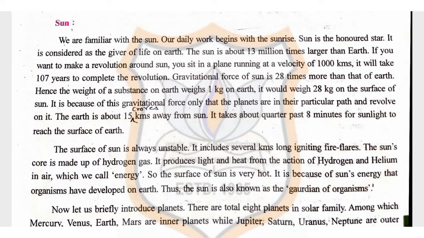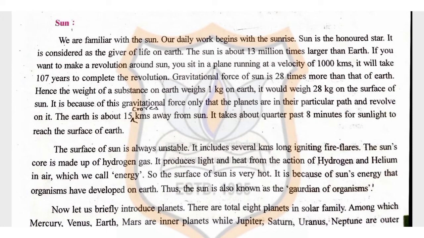If you want to make a revolution around the sun, you sit in a plane running at a velocity of 1000 kilometers. It will take 107 years to complete the revolution. The gravitational force of the sun is 28 times more than that of earth. Hence, a substance weighing 1 kg on earth would weigh 28 kg on the surface of the sun. It is because of this gravitational force only that the planets are in their particular path and revolve on it.